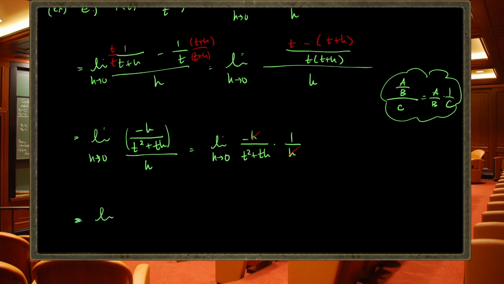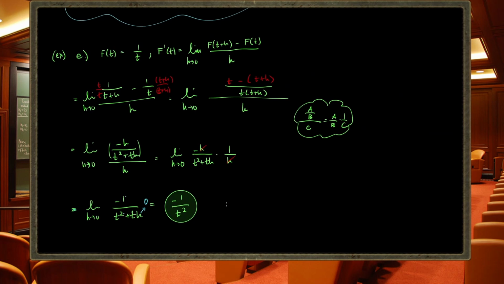So then from here, I've got the limit as that time interval goes to 0 of negative 1 over t squared plus th. And we see that everything in here is continuous functions. And so this negative 1 is unaffected, this t squared is unaffected, this term is going to go to 0. And everything else is okay. So we'll be left with just negative 1 over t squared as our derivative.